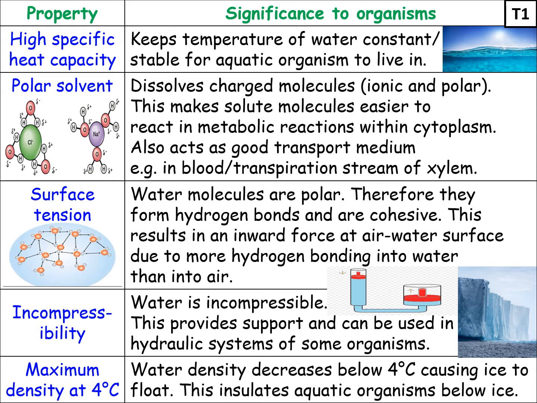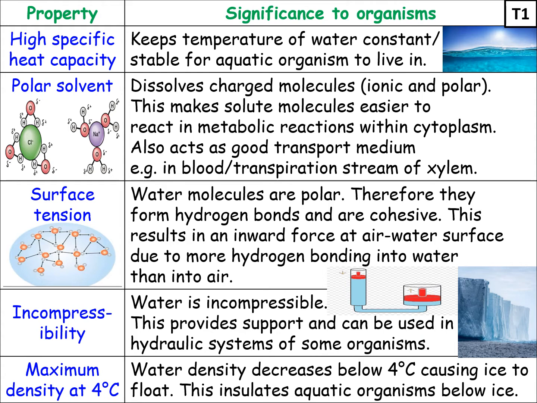Water also has a surface tension property because water molecules are polar due to the hydrogen bonds they form, making them cohesive between adjacent water molecules. This results in an inward force at the air-water surface because there is more hydrogen bonding between water molecules than there is between water and the air. Another property of water is that it is incompressible, and this provides support because it can be used in the hydraulic systems of certain organisms, due to the fact that it's very hard to squash water.